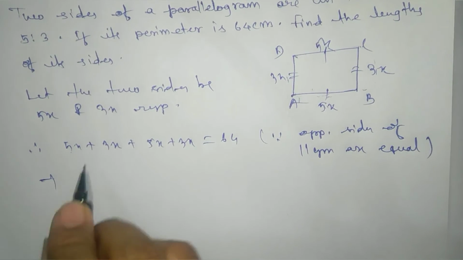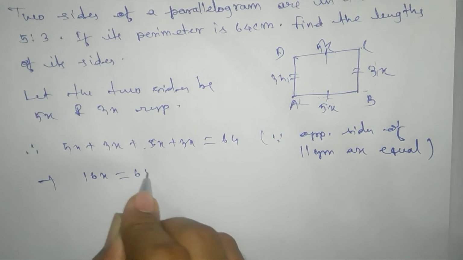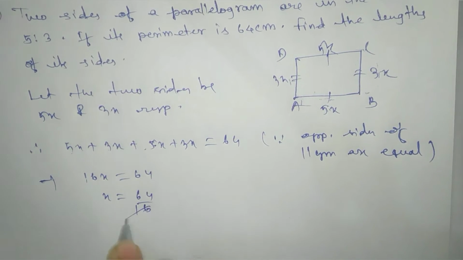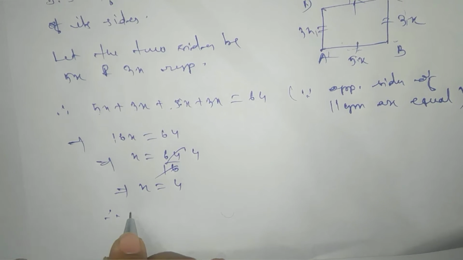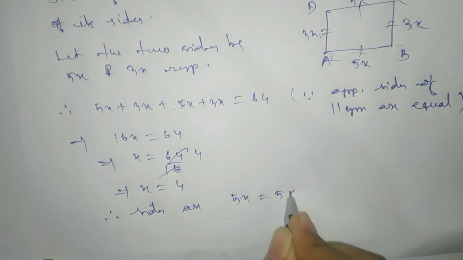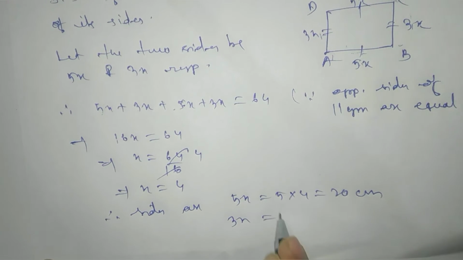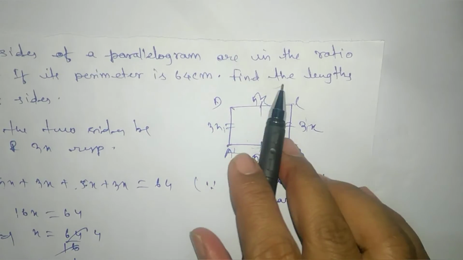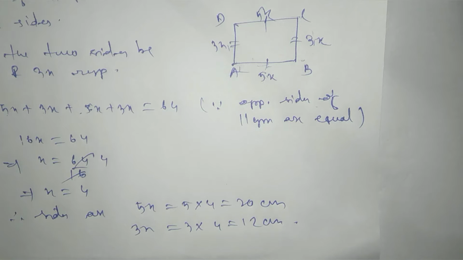Now we add: 5, 5 is 10, 3, 3 is 6, and here we get 16x equals 64, so x equals 64 by 16, which is 4. So x equals 4. Therefore the sides are what? One is 5x, that means 5 into 4, we get 20 centimeters. Another is 3x, that means 3 into 4, that is 12 centimeters. This will be our answer, because they are asking to find the length of its sides. So the lengths of its sides are 20 centimeters and 12 centimeters.